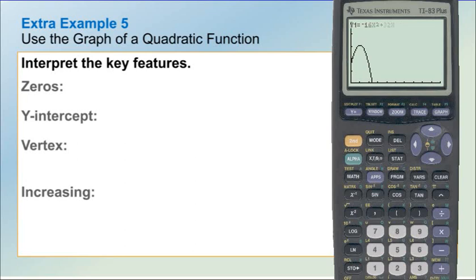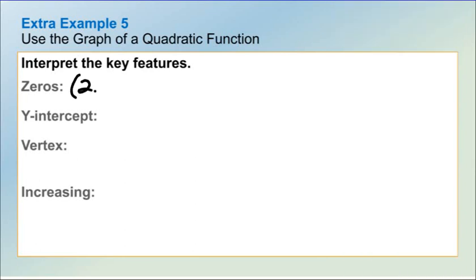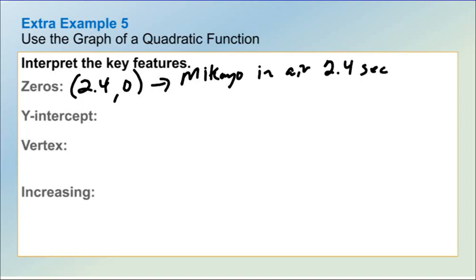Okay, we're above, so we're going to hit enter. Right bound, go below the x-axis. So now it's at -2. Hit enter a third time. Our 0 is at 2.4 and 0. So what does that mean in this problem? We would say the tile is in the air for 2.4 seconds.